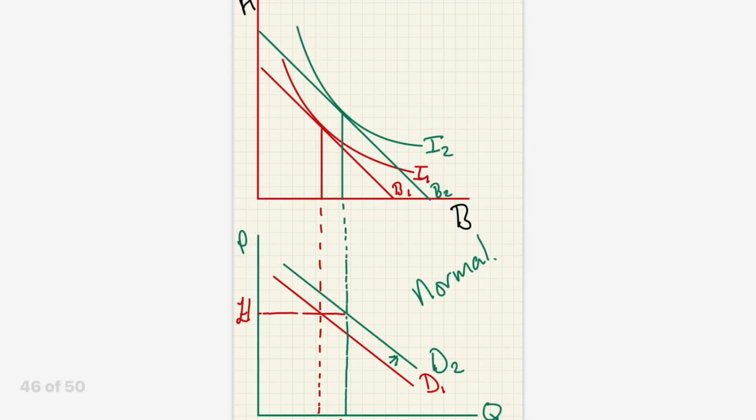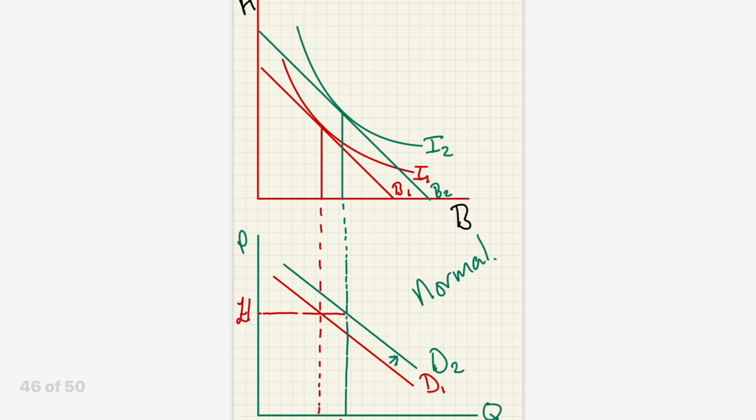Okay, so now that we're happy with the downward sloping nature of the demand curve, we need to think about the position of the demand curve and how that changes when the non-price determinants of demand change. So we're going to focus here on one of those non-price determinants, and that is the consumer's income. The increase in the consumer's income causes the budget line to shift out from B1 to B2.